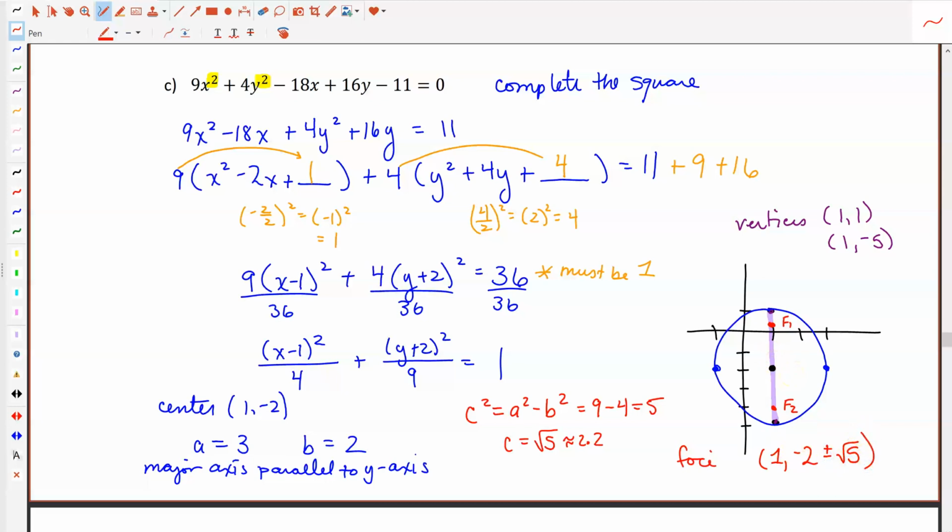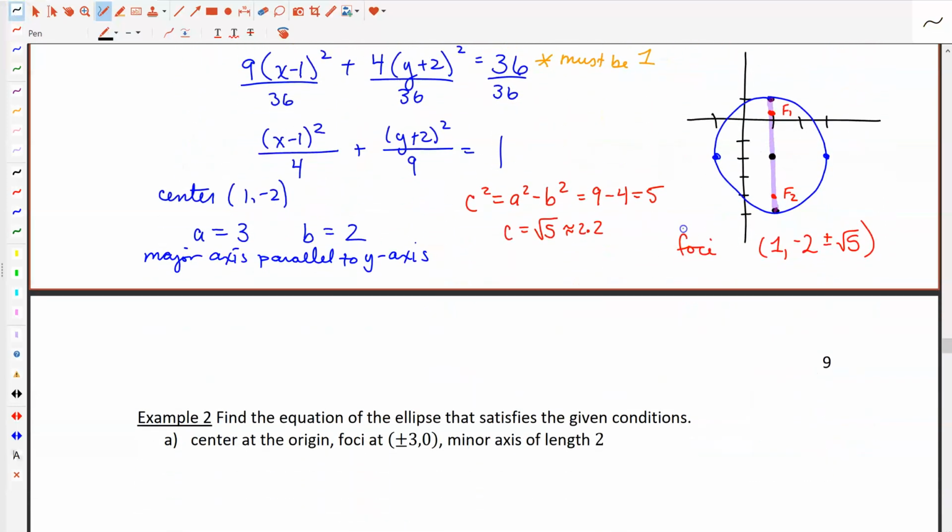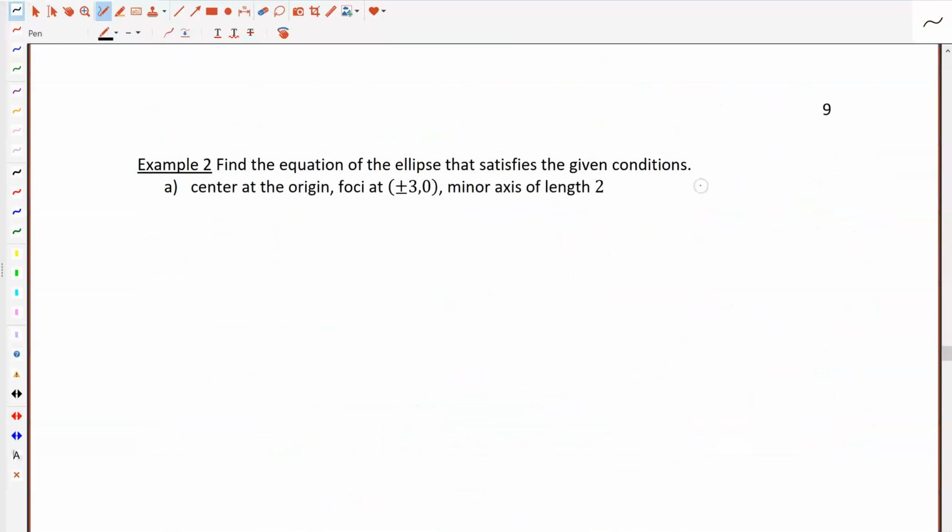All right, that one was a little bit fancier because we needed to complete the square in order to get a better idea of what was going on there. The next few examples are the detective examples. They're going to give us information about what's going on with the ellipse, and we need to come up with the equation for it.